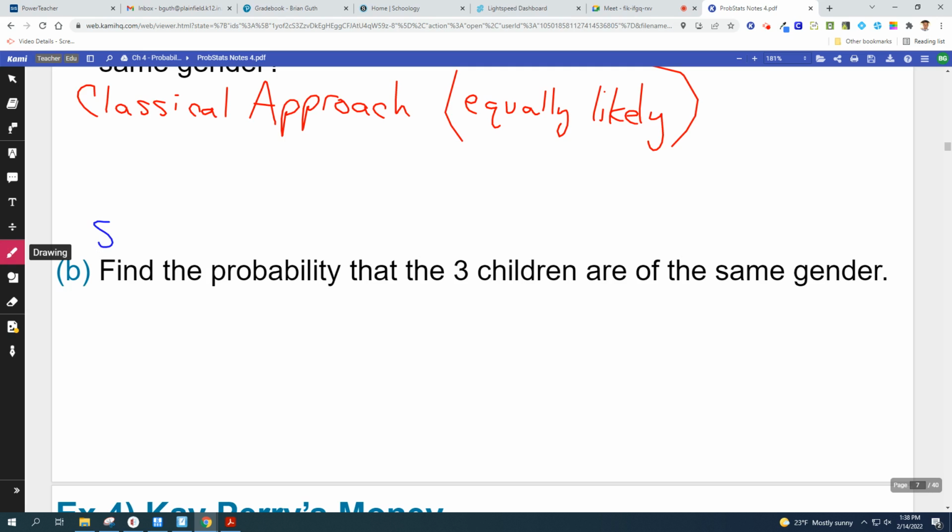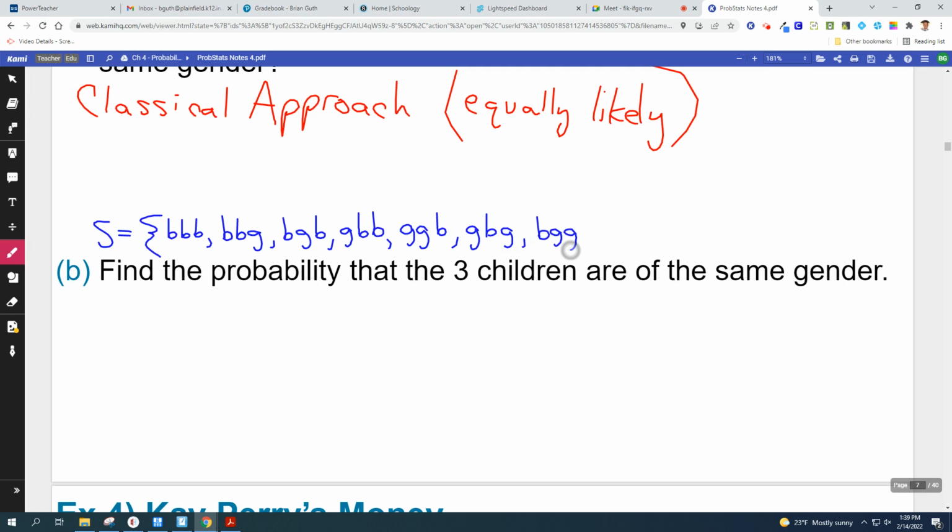So it says find the probability that the 3 children are of the same gender. Let's look at the sample space again. And we already did the sample space for this scenario. 3 babies are born, and either they're all 3 boys or 2 boys or 2 girls or 3 girls. That's the sample space for this problem.